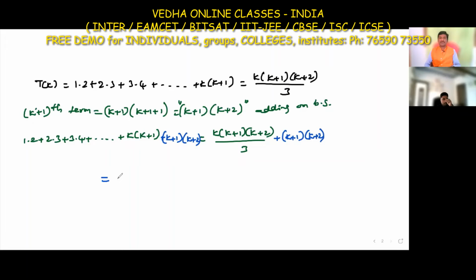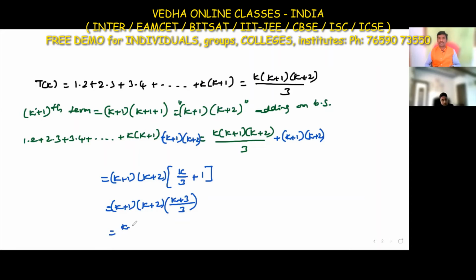Now take (k plus 1) and (k plus 2) common. If you take it common, what is remaining here? k divided by 3 is remaining, and here we took out the common factor, so we get 1. So now this is equal to (k plus 1) into (k plus 2) into (k divided by 3 plus 1). Here LCM is 3, so we get (k plus 3).